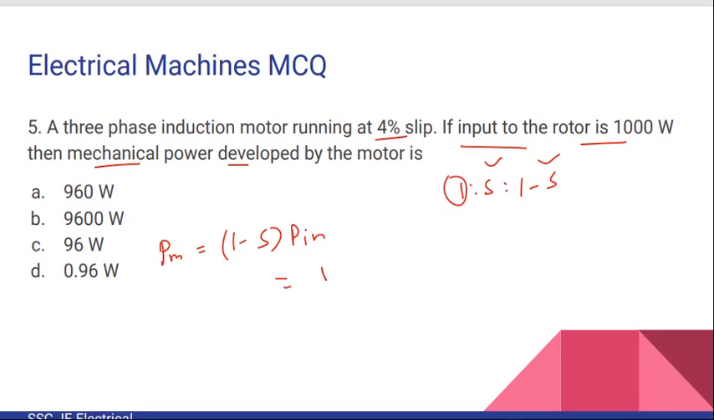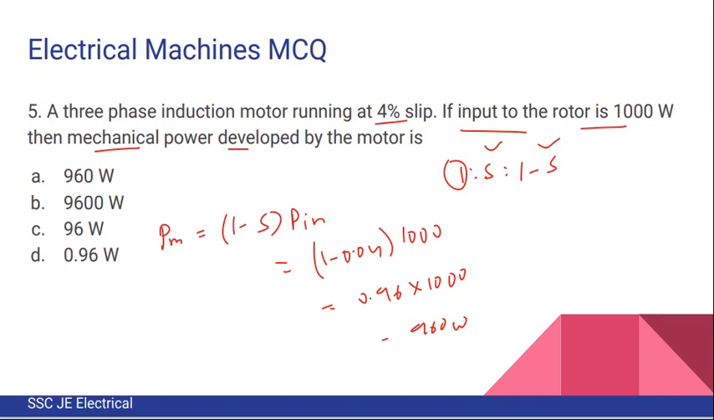1 minus S means what? 1 minus 0.04, S is the slip, into input power 1000 watts given. So 1 minus 0.04 is 0.96. 0.96 into 1000 is 960 watts. So this is the correct answer. This one we have to remember: 1 : S : 1 minus S.